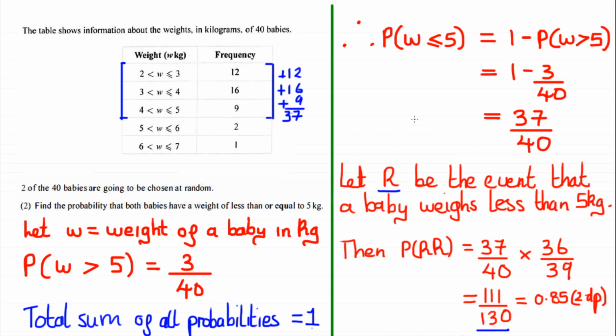So this is another example of dependent probabilities. How you deal with this is you would let R be the event that a baby weighs less than 5 kg, which we've already calculated for 1 baby. To calculate the event of 2 babies, the probability of R and R is equal to 37 over 40 times 36 over 39. As you remember, when we're dealing with dependent events, we subtract 1 from the numerator and the denominator, giving us a final answer of 111 over 130.